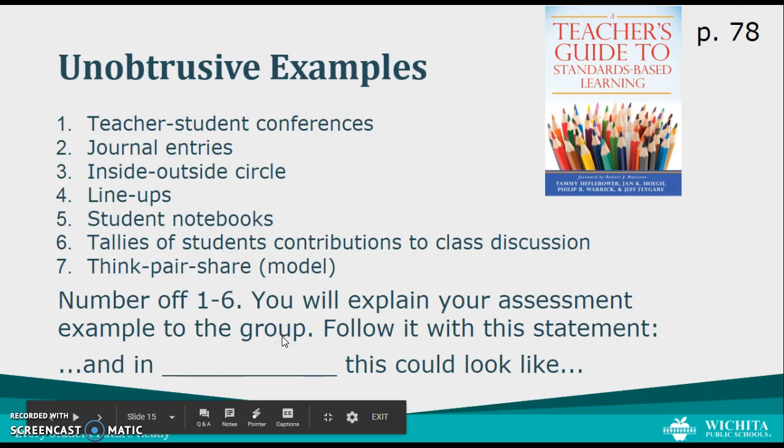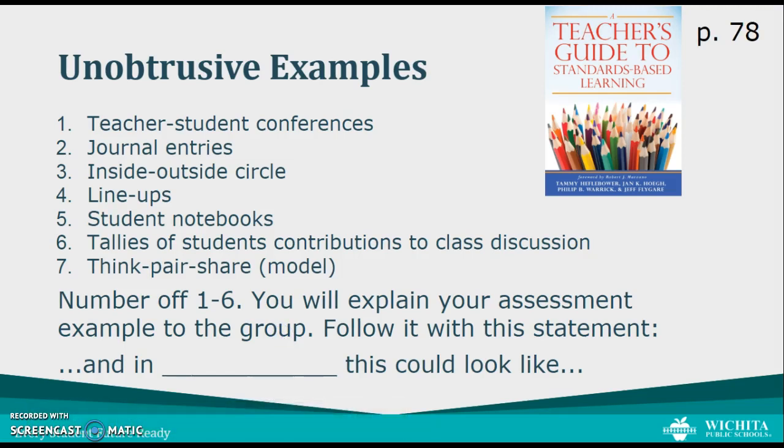So go ahead and turn to page 78 in your book. There are 7 different types of unobtrusive assessment examples. I am going to do number 7 as a model, but you're going to number off 1 to 6 and then explain your assessment to the group and follow it up with the statement, "In blank, this could look like blank."